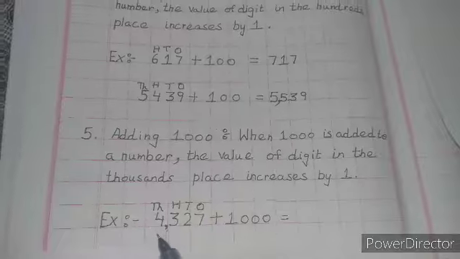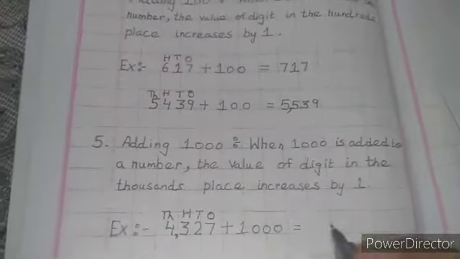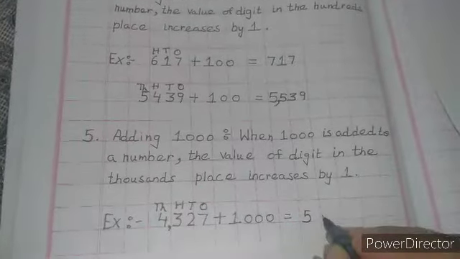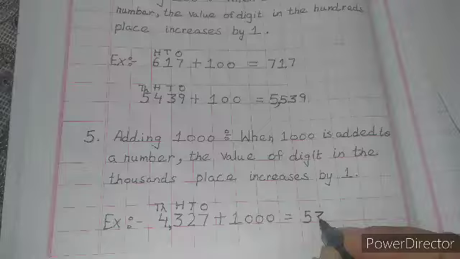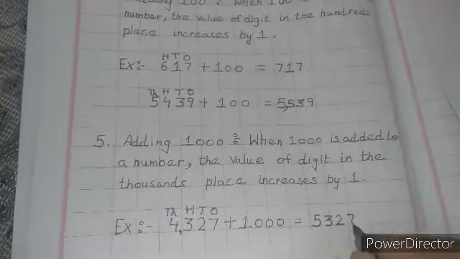So what is the digit in the 1000 place? It's 4. So what comes after 4? If we add plus 1, it comes 5. Rest of the digits will remain the same. 5327.